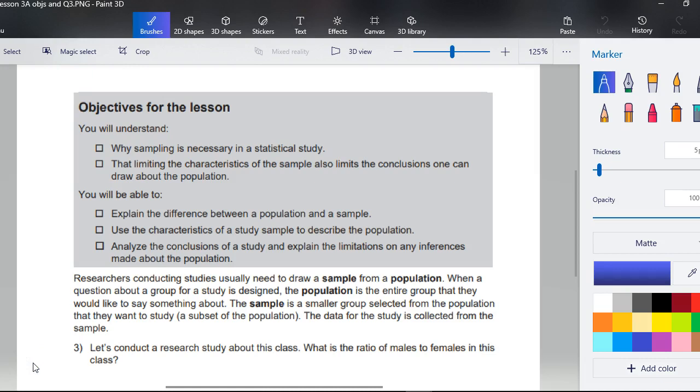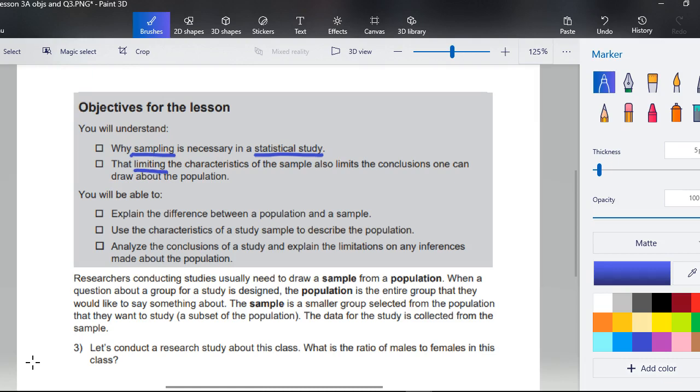On your Lesson 3A in-class student page, consider underlining the following thoughts. In this lesson, you will understand why sampling is necessary in a statistical study. Just like we can't poll everyone in the United States of America, we might need to consider a sample to still be able to get an idea of opinions. That limiting the characteristics of the sample also limits the conclusions.